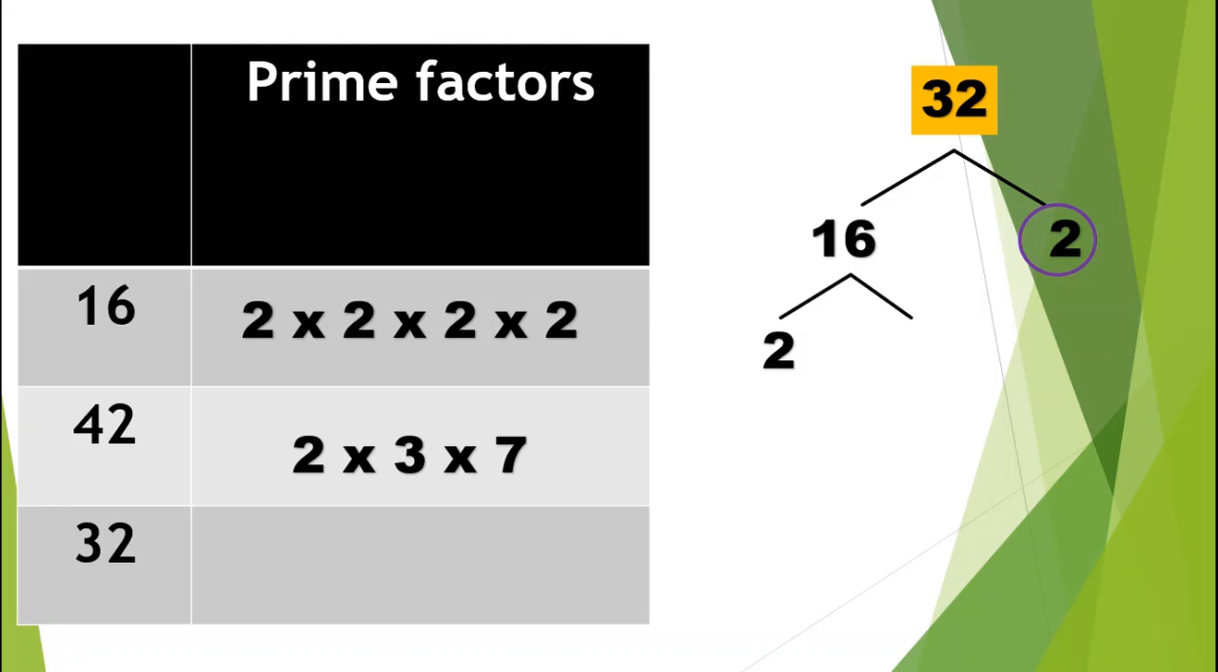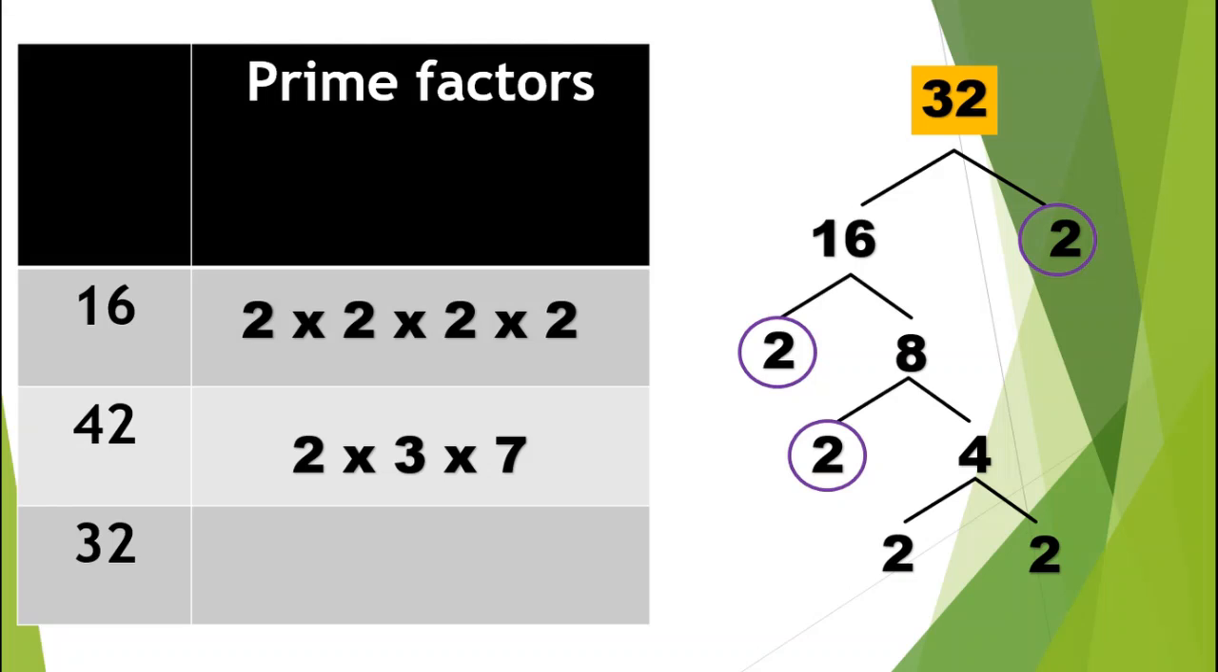16 could be 2 times 8. 2 is a prime number, so we'll encircle it. How about 8? We have 2 times 4. So we have another 2, which is a prime number, so we'll encircle it. And let's have 4. We have 2 times 2. So the other 2s are prime numbers, so we'll encircle them.